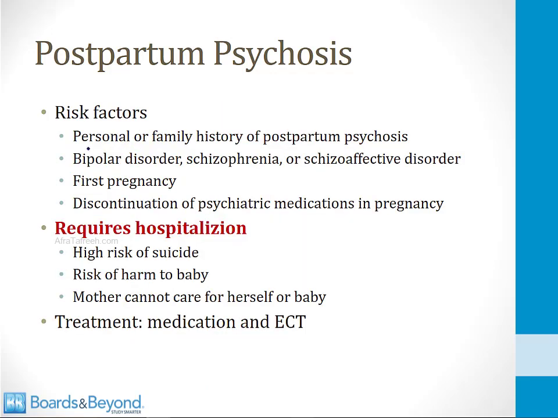Risk factors include a personal or family history of the disorder. As I mentioned earlier, this classically occurs in women who have a known psychiatric condition at the time they become pregnant. This is often bipolar disorder, but can also be things like schizophrenia and schizoaffective disorder. The first pregnancy is a risk factor, and the idea here is that once a woman has had one pregnancy and has not developed postpartum psychosis, then she has declared herself as a person unlikely to get psychosis after delivering her baby. A woman who is pregnant for the first time, you don't know what's going to happen to her, and therefore that's the group where you're more likely to find this condition occurring. And then also, as I mentioned earlier, this occurs among women who discontinue their psychiatric medications in pregnancy.